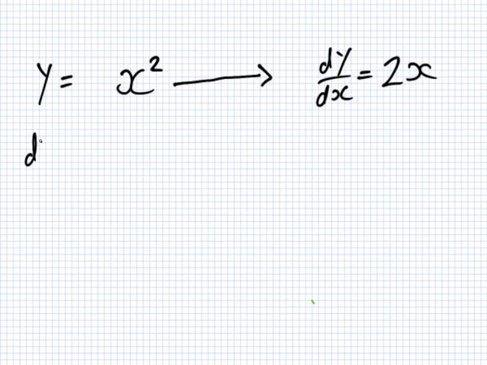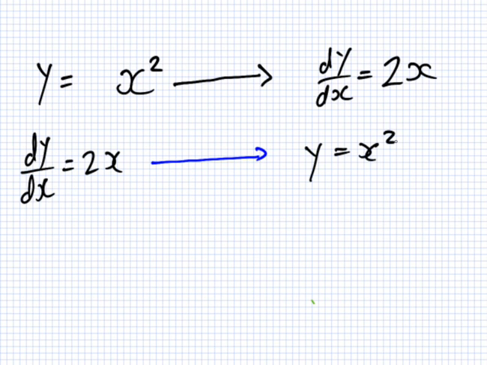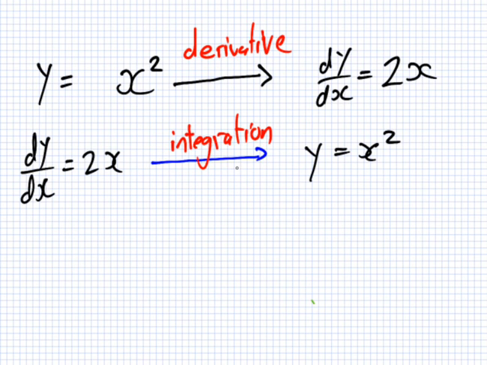Okay, so previously in maths class, we saw how to calculate things like this. If y equals x squared, what does dy/dx equal? 2x. Suppose I say dy/dx equals 2x, then going backwards, y equals x squared. So just a little bit of vocabulary.